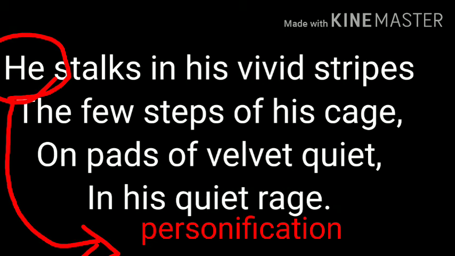Here another poetic device is personification. What is personification? When an inanimate object of nature is personified as a human being, at that time we may say it is personification. Here, "he" in the first line is personified as a human being. That's why we may say it is personification.